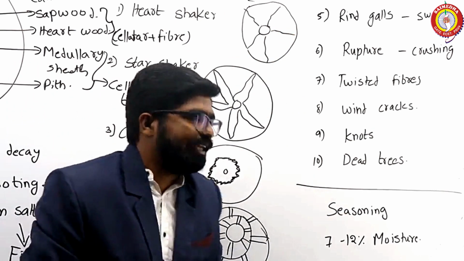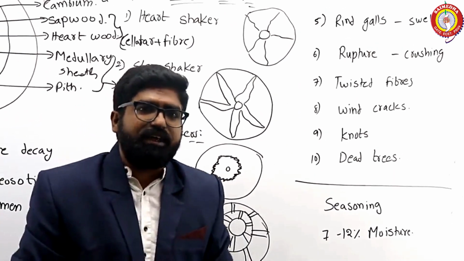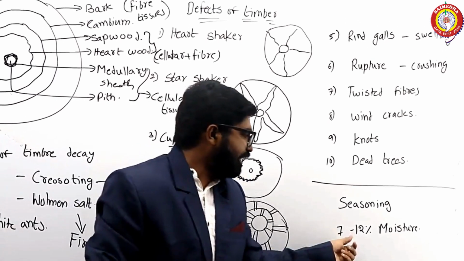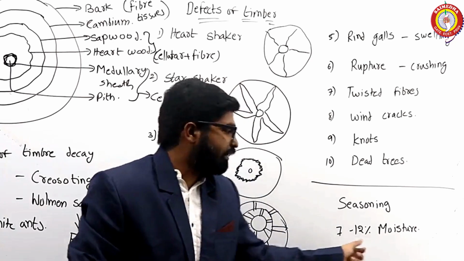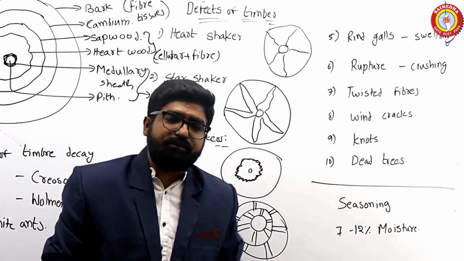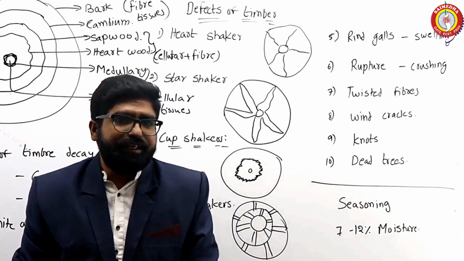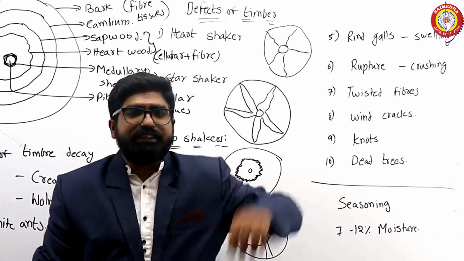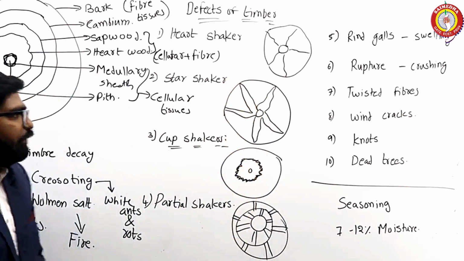And finally, seasoning. There are many methods of seasoning, but what we need to achieve when we have done seasoning is to maintain the moisture of timber between 7 to 12%, where we will have maximum strength of timber, and it will be far away from the decaying process. So these are the very important points of timber. You can note it down.